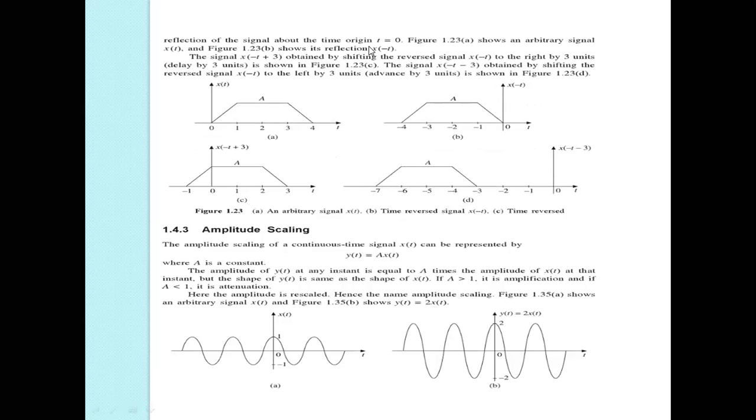At t is equal to 0, x of t changes to x of minus t. You can call it a time reversal or folded function at t is equal to 0. If it is t is equal to minus 1 or t is equal to minus 2, different folded functions are there. There is a lot of difference in the folding. At the origin, we can fold x of minus t. At minus 1, we can fold it as x of minus t minus 1. Okay, let's take one example. I will show it here.